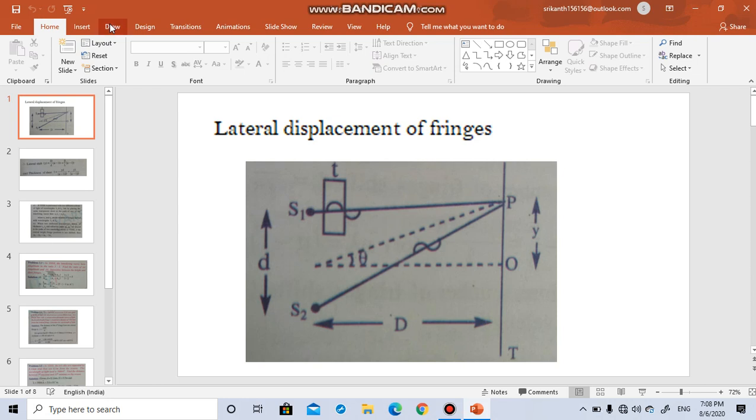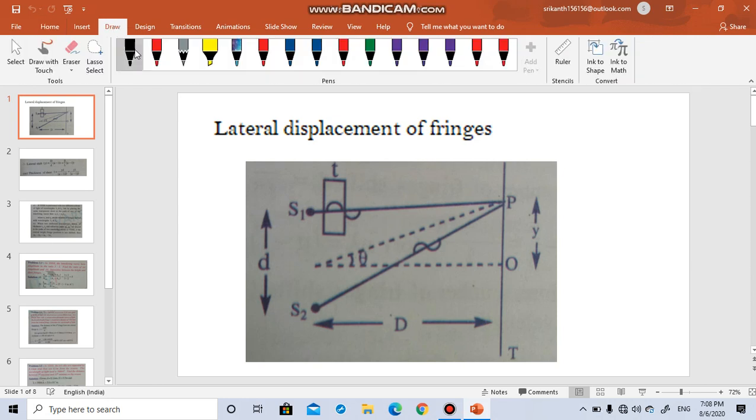We will see some more concepts. So here there is a concept called lateral displacement of fringes. Okay, lateral displacement of fringes. Here these are two slits, separated by distance d. This is Young's double slit experiment.